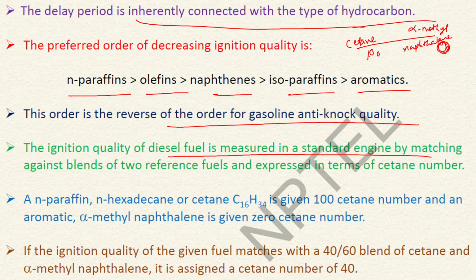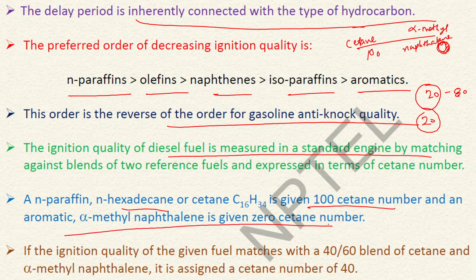And after some time, we compare the ignition quality of our sample and our standard mixtures. The mixture which shows similar ignition properties to our sample, the volume percentage of cetane present in that mixture, suppose it is a mixture of 20 and 80, then cetane is 20%, so the cetane number is 20. Okay, for example. The n-paraffin hexadecane, or cetane, is given a cetane number of 100, and the aromatic alpha methyl naphthalene is given a cetane number of 0. Okay, if the ignition quality of the given fuel matches the 40-60 blend of cetane and alpha methyl naphthalene, it is assigned a cetane number of 40.